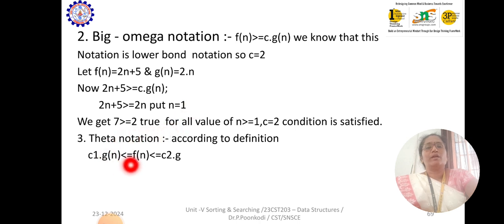c1 into g of n less than or equal to f of n less than or equal to c2 of g of n.